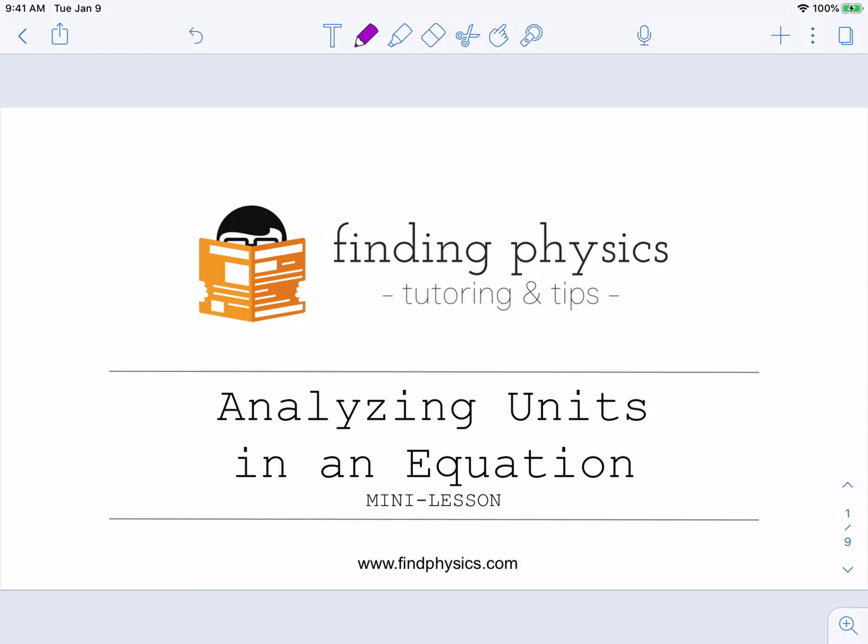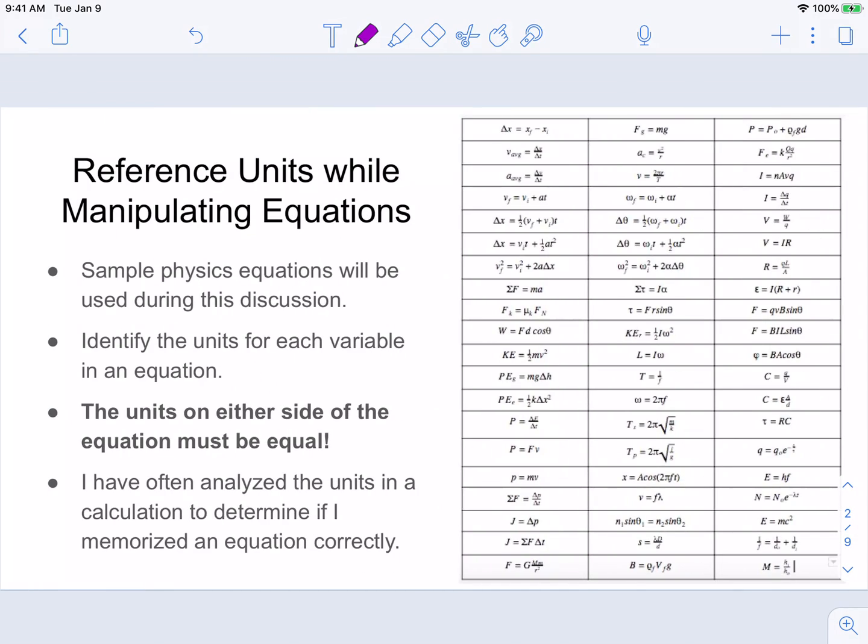Today I'm going to talk to you about analyzing units in an equation. So what we're going to do is look at a whole bunch of physics equations today, and I don't want you to be overwhelmed. We're not going over this whole list, and you probably can't read all of that.